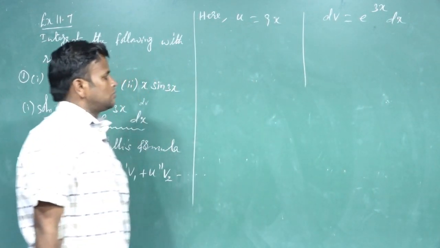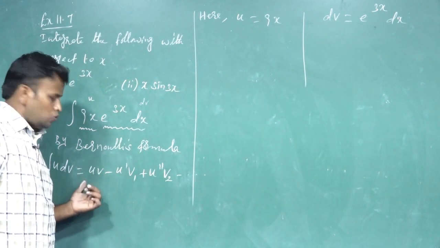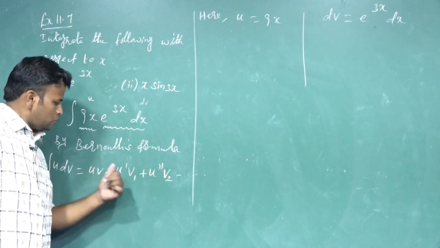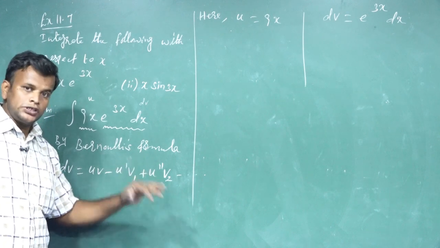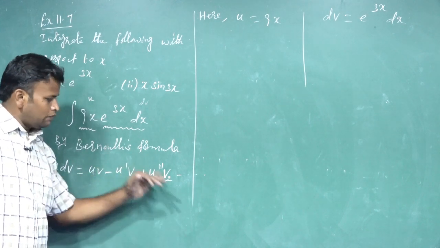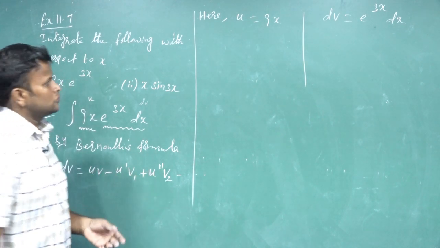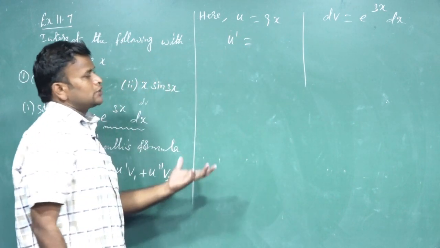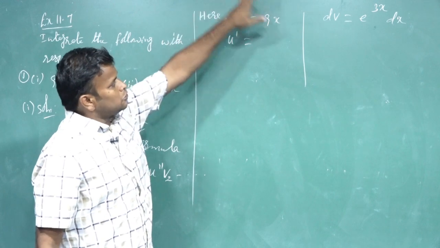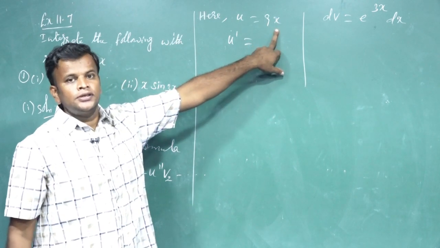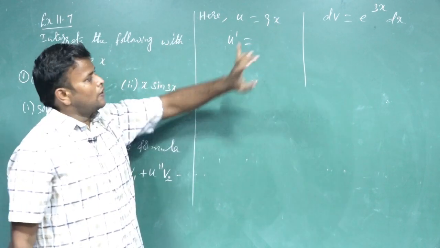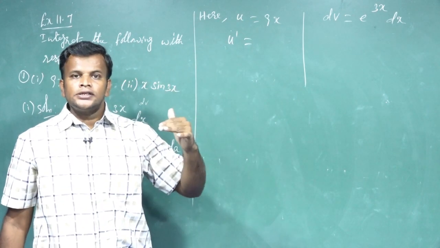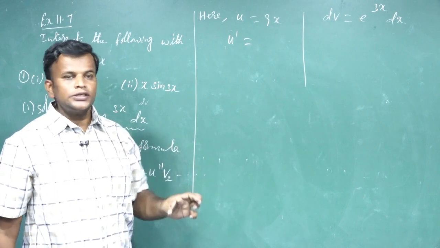In the RHS, what terms are required? uv, u dash v1, u double dash v2. u dash and u double dash are all differentiation; v1, v2 are all integration. So first, u dash. What is meant by u dash? The differentiating of u with respect to the RHS variable. Here the RHS variable is x. The differentiating of u with respect to x is actually du by dx. In another way we write it as u dash.